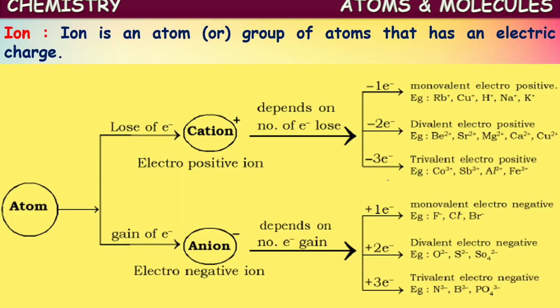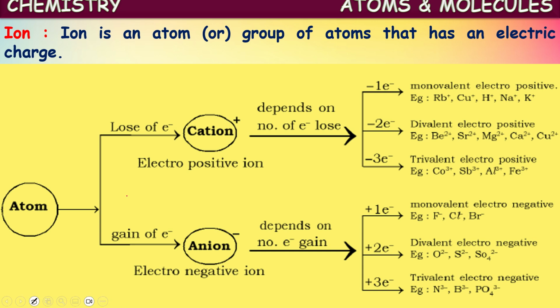Okay. Now we come to the ion. Ion is simply a charged species. It is either positive or negative. Some charge it is carrying, that is called an ion. So an ion is an atom or group of atoms that has an electric charge. It is either a positive charge or a negative charge. But if it is carrying a charge, that is called an ion.